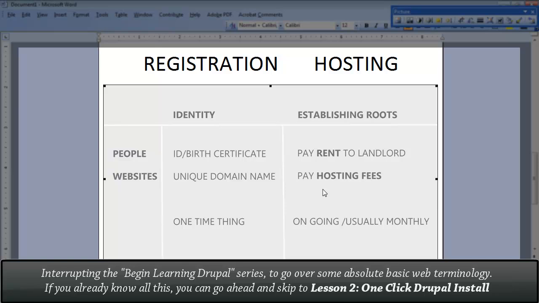So in my opinion, the best registrar, a registrar is the entity that registers your website, I found a really good experience using GoDaddy.com. It's very easy to manage my domain name with GoDaddy.com.